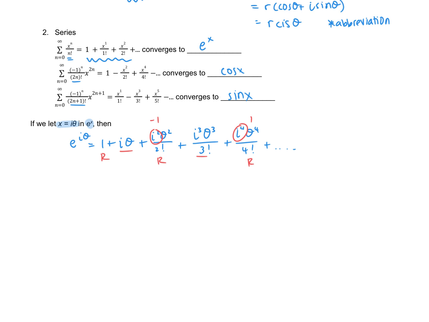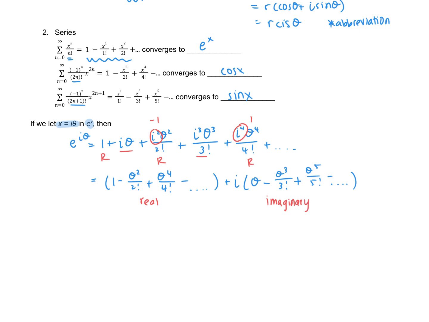So if we rewrite this series in terms of the real parts and the imaginary parts, we're going to get 1, minus theta squared over 2 factorial, plus theta to the fourth over 4 factorial, so on and so forth. And then we have i multiplied by theta, minus theta to the third over 3 factorial, plus theta to the fifth over 5 factorial, so on and so forth. So again, this is our real portion and our imaginary portion. Well, both of those series should look familiar from above. This is cosine theta, plus i sine of theta.